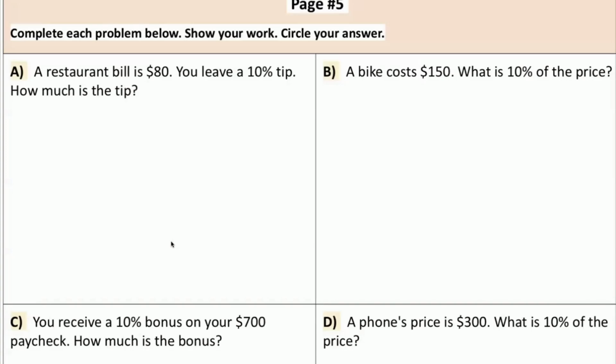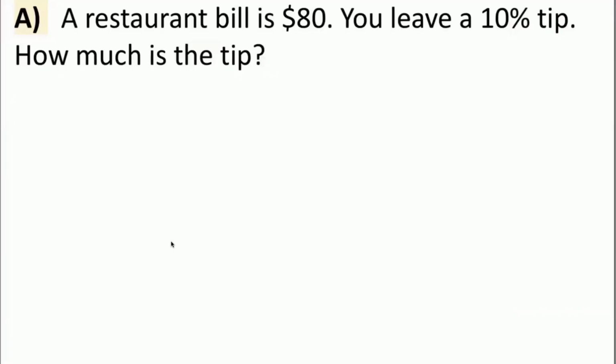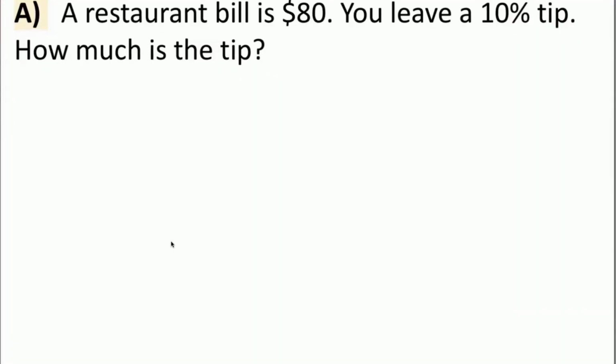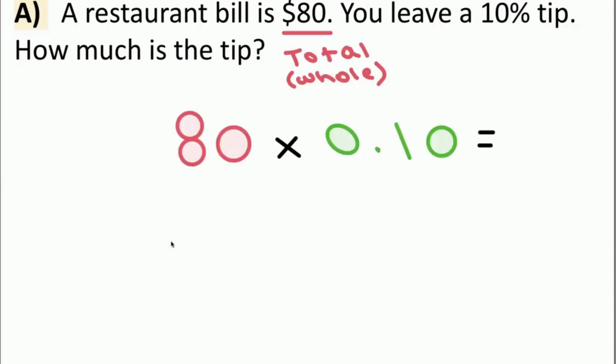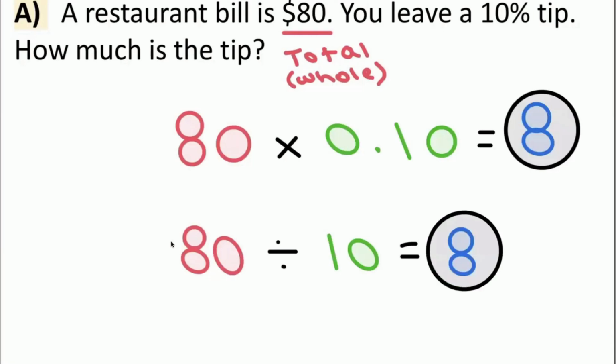On page 5, start by completing problems A, B, and C. Pause the video, then come back to the video when you're ready to check those 3. Let's check our work for problem A. So if the total bill is $80, that's our whole. And if you leave a 10% tip, the tip is a part. So we can do 80 times 0.10 or 80 divided by 10. And in both cases, we get 8.